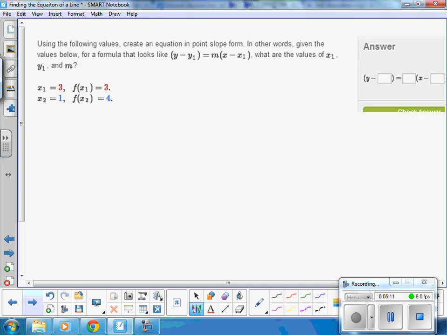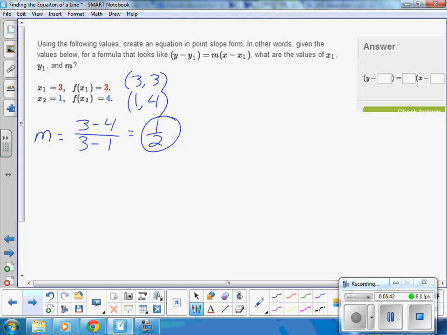Here it gives us the ordered pair 3, 3, and it gives us the ordered pair 1, 4. Again, they're just mixing these problems that we've already done together. Okay? So I need to figure out my slope. To figure out my slope, m is going to equal y minus y, 3 minus 4, over x minus x, 3 minus 1. So that is equal to 1 over 2. My slope is 1/2.